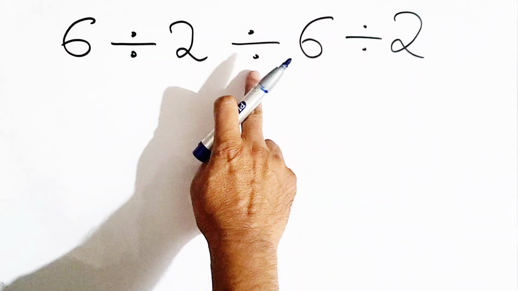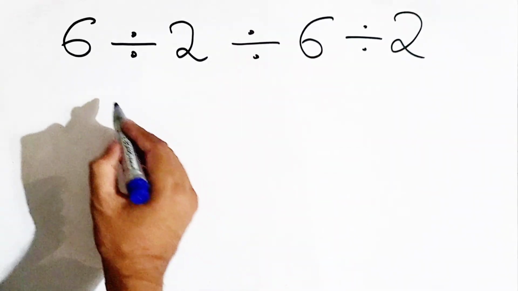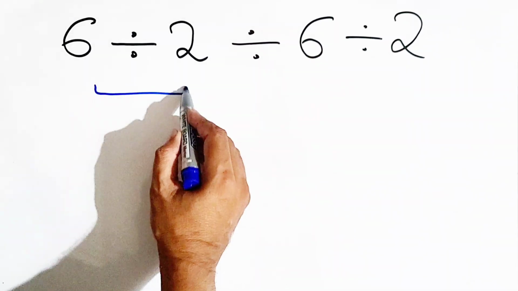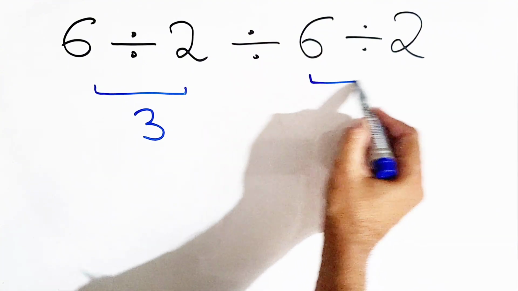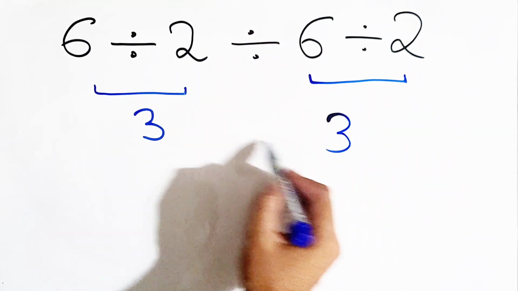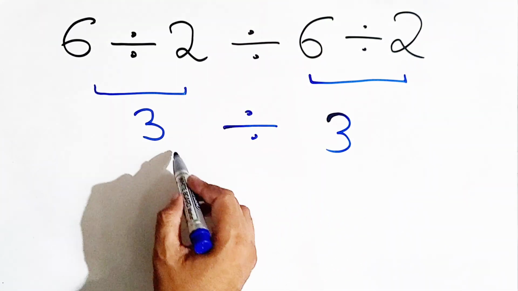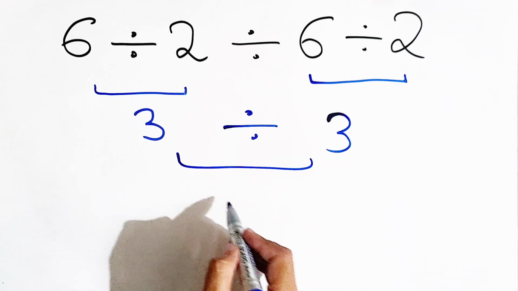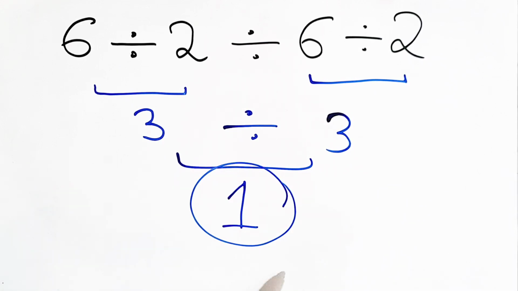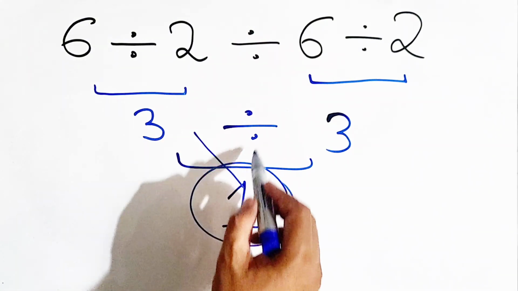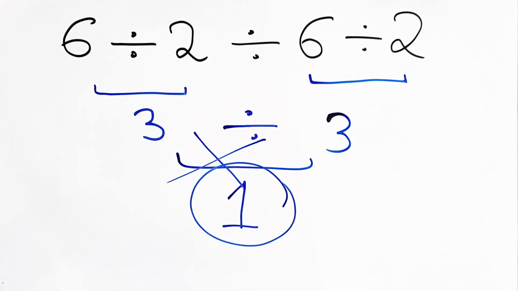It's 6 divided by 2 divided by 6 divided by 2. First of all, this division will be equal to 3 and this division will be equal to 3. Now 3 divided by 3 gives us 1. It means 1 will be our answer, but remember that this one is not correct.